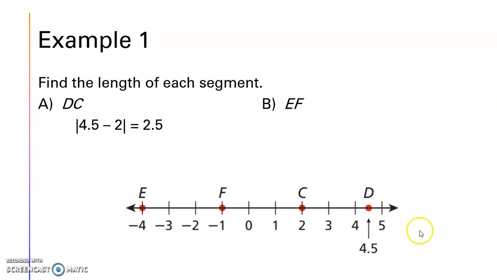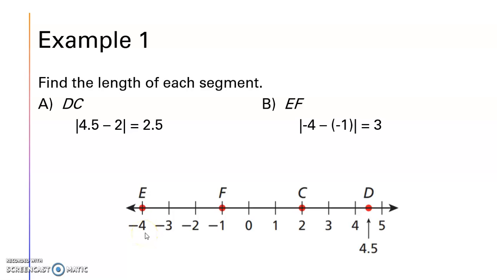What I did is I took the coordinate for point D, which is 4.5, and the coordinate for C, which is 2, and I subtracted them. 4.5 minus 2 is 2.5. Then I made sure my answer was positive because of the absolute value symbols, and I got positive 2.5. Now try to find the length of EF. See if you can do it, and then press play to check your answer.